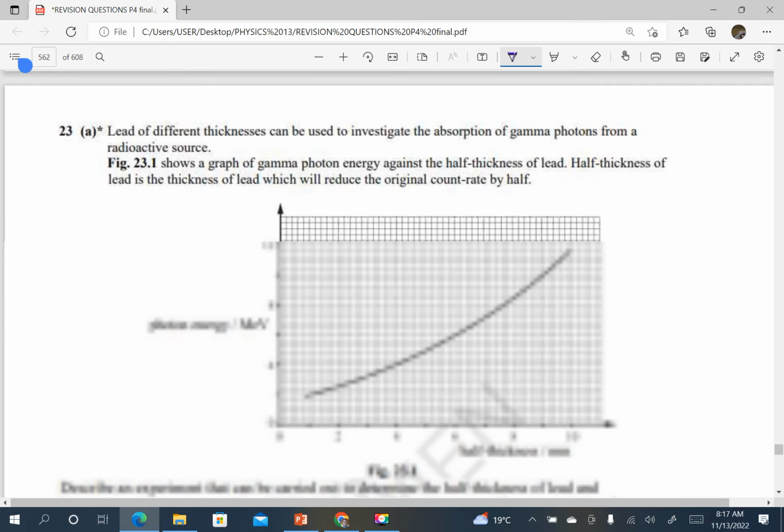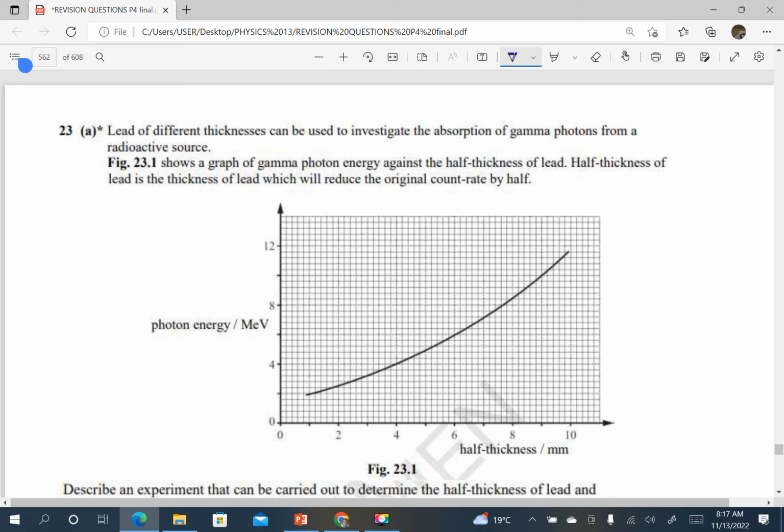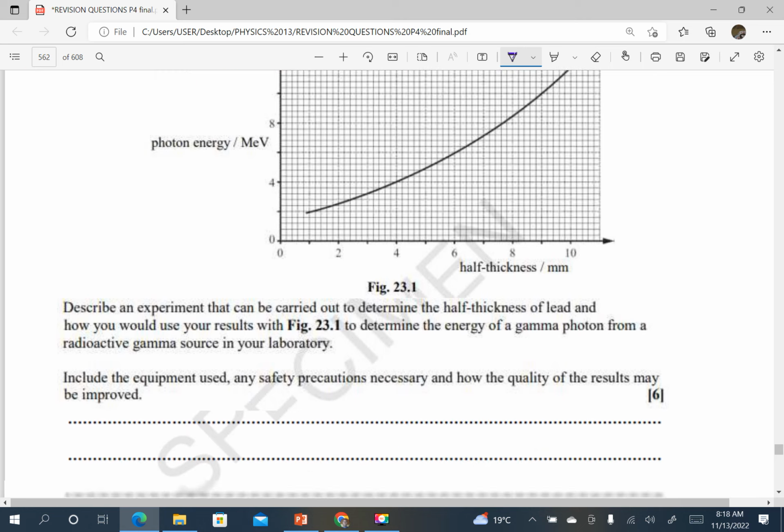Lead of different thicknesses can be used to investigate the absorption of gamma photons from a radioactive source. The figure shows a graph of gamma photon energy against the half thickness of lead. Half thickness of lead is the thickness of lead which will reduce the original count rate by half. We have photon energy in mega electron volts and half thickness of lead.